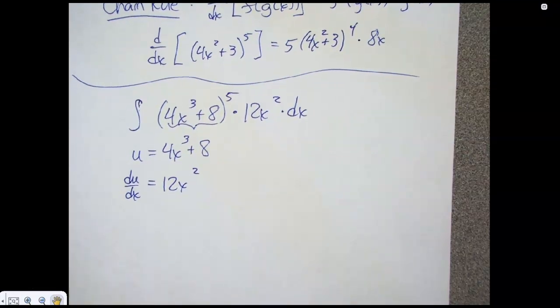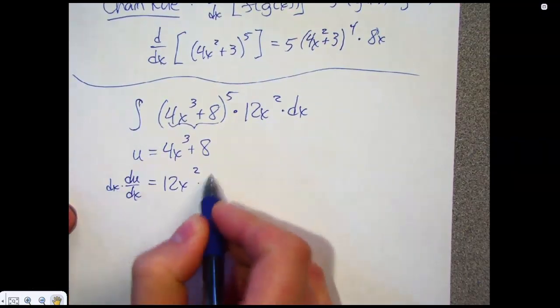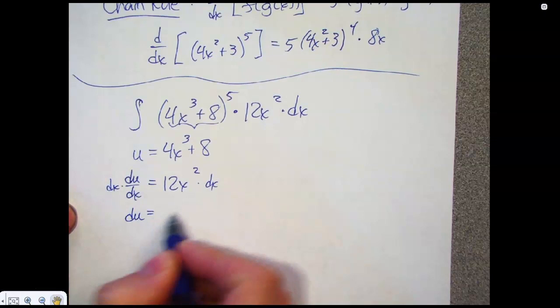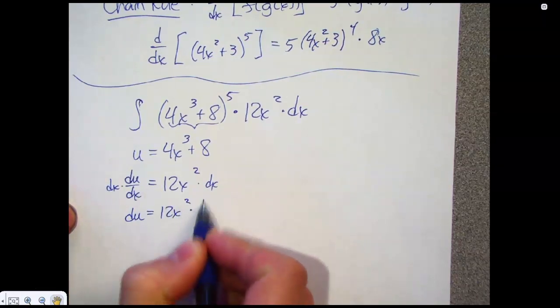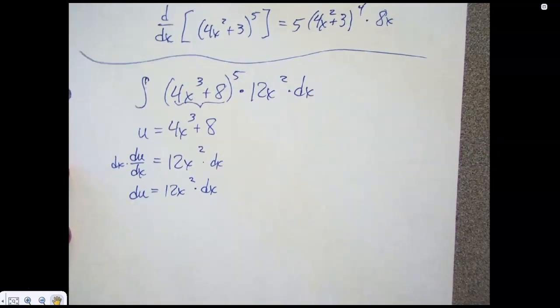Agree? From there, I can take another step. Let's say I multiply both sides by dx now, and it'll say du equals 12x squared times dx. Is it with me?